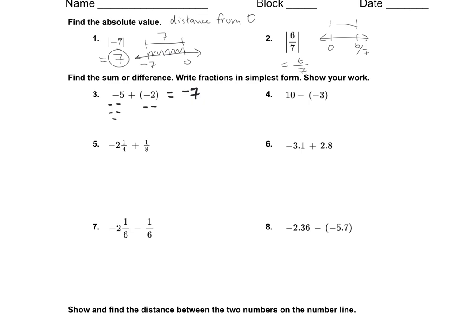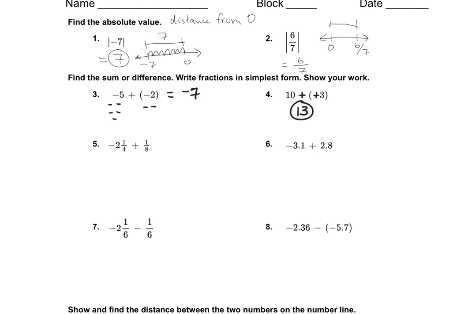For number 4, it says 10 minus -3. This is an opportunity to do karate math. We'll chop the subtraction sign into positive, and we'll chop the negative into a positive to make it +3. 10 plus +3, that's just going to result in 13.